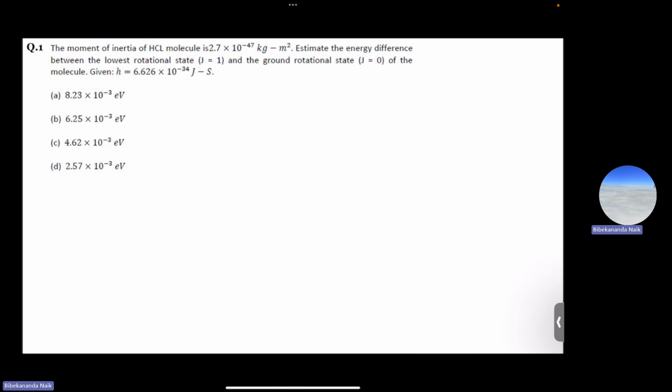What are those levels? One is the lowest rotational level, which is J equals to 1. And the second one is the ground rotational state, which is J equal to 0. And since we need it in calculation, we definitely need the Planck's constant, and the value of the Planck's constant is also given. And the options are: A, 8.23 into 10 to the power minus 3 electron volt. Option B, 6.25 into 10 to the power 3 electron volt. C, 4.62 into 10 to the power minus 3 electron volt, and D, 2.57 into 10 to the power minus 3 electron volt. So these are the four options. I will give you a few minutes to try this question, then I will solve it.